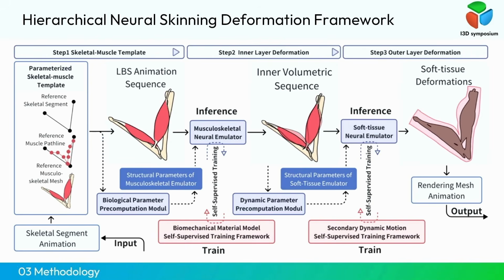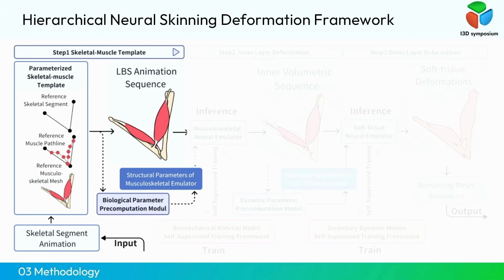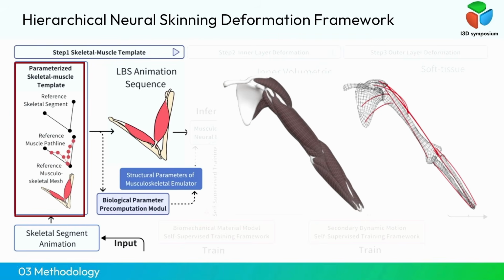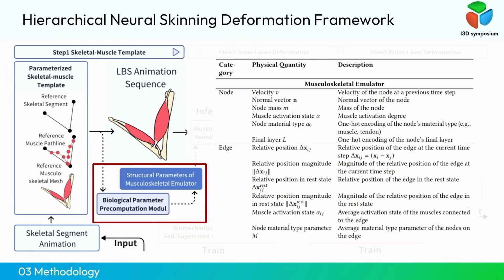Methodology. Firstly, the hierarchical neural skinning deformation framework consists of three main steps. Step 1. Skeletal muscle template. A parameterized skeletal muscle template is constructed to generate linear blend skinning, LBS, animation sequences for both skeletal and muscle meshes, as well as muscle path sequences, adaptable to any bipedal 3D character. The template includes bone segments, muscle path lines, and surface meshes. A biological parameter precomputation module calculates muscle bundle activation values, fiber direction vectors, and tendon muscle attribute values, integrating them into a parameter vector that is fed into the musculoskeletal emulator.